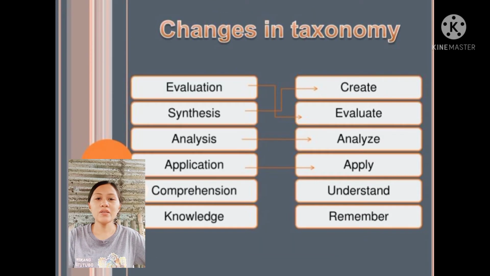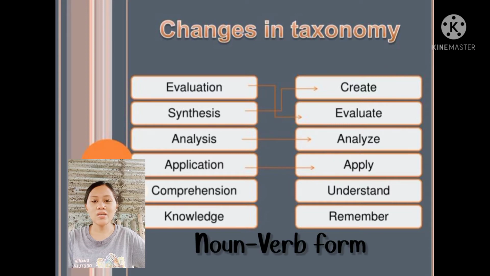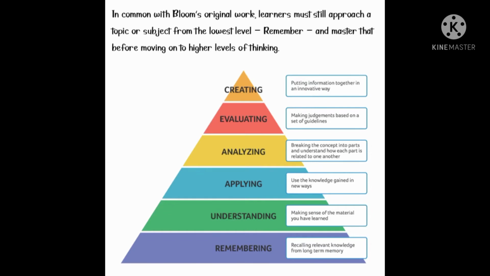If you look at the changes in taxonomy from the taxonomy 1956 to taxonomy 2001, they identify the 6 levels within the cognitive domain. There is a fundamental difference in the knowledge category. They changed from the noun to verb form. This is a brief explanation of the new taxonomy 2001.